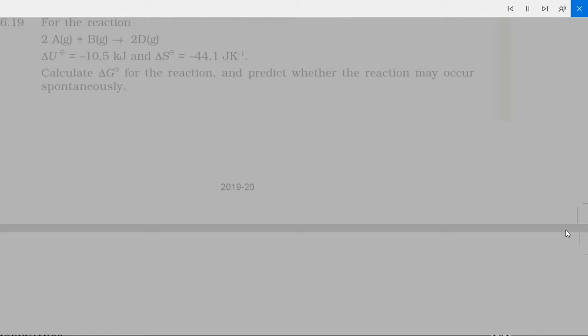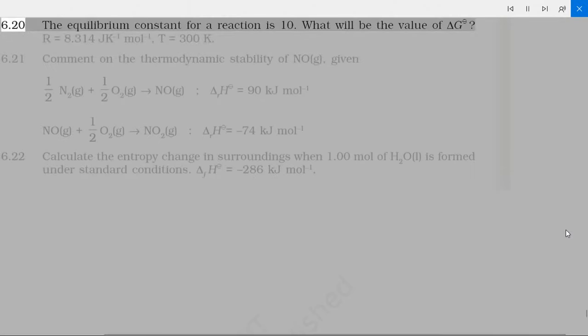Thermodynamics 191. 6.20 The equilibrium constant for a reaction is 10. What will be the value of ΔG°? R = 8.314 J K⁻¹ mol⁻¹, T = 300 K.